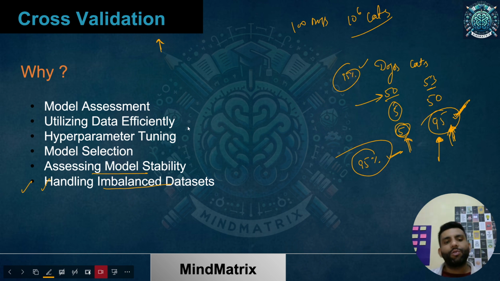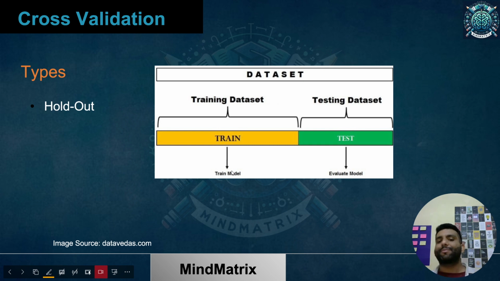And a few other things as well: I am using data efficiently, I am able to find good parameters, good hyperparameters for my algorithm. I am able to choose a good model, which machine learning model is good, whether it is stable or not, and how we can perform better on imbalanced data sets. So these are the types we will now be talking about. Okay, let's see.